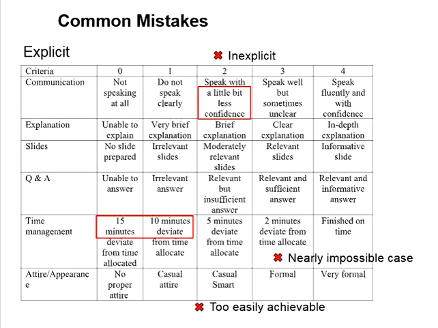How about their gesture? How about their pace? And so on and so forth. This has not been effectively graded by this rubric here. Same goes to attributes. How do you differentiate very formal and formal? No proper attire probably is easy to identify, but normally this will not happen.